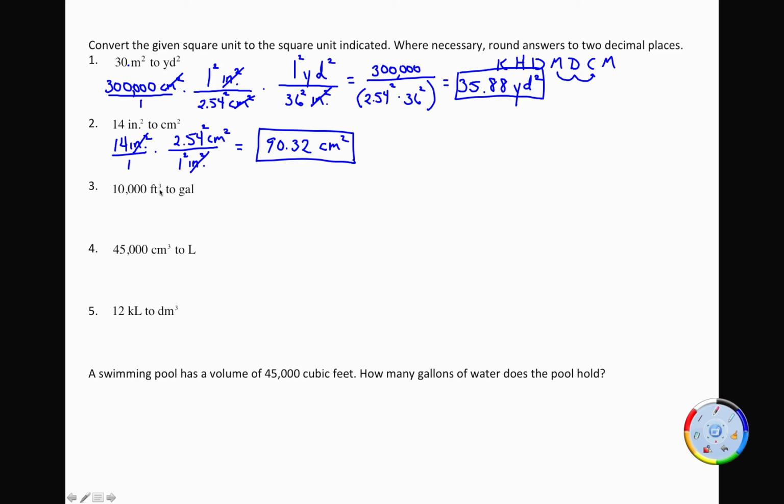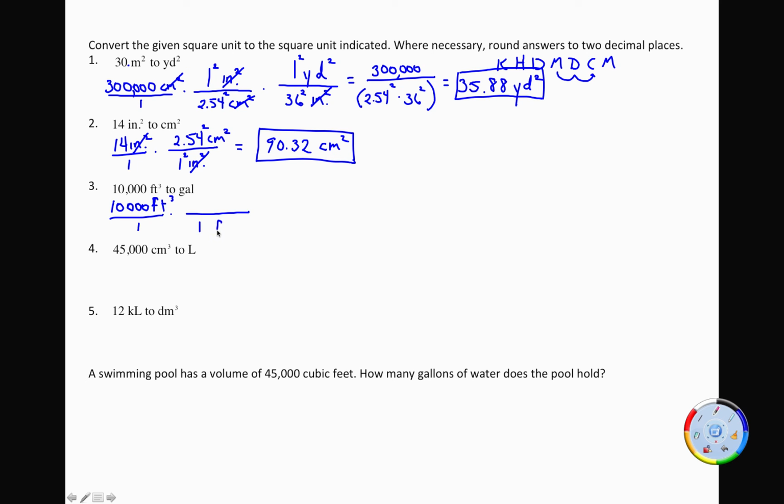Cubic feet to gallons. Cubic feet to gallons. So the main conversion that I know, getting from cubic units to capacity units, is that 231 cubic inches is a gallon. So I'm going to take, where I'm starting, my 10,000 cubic feet and change it to cubic inches.